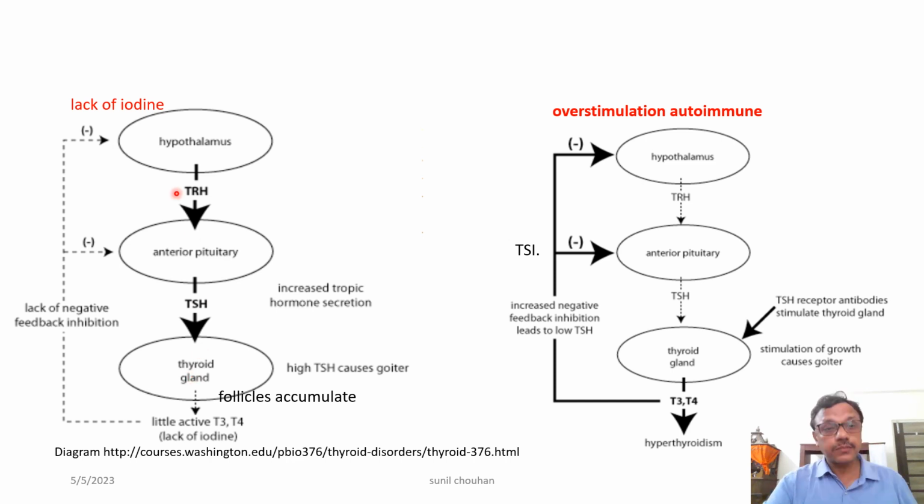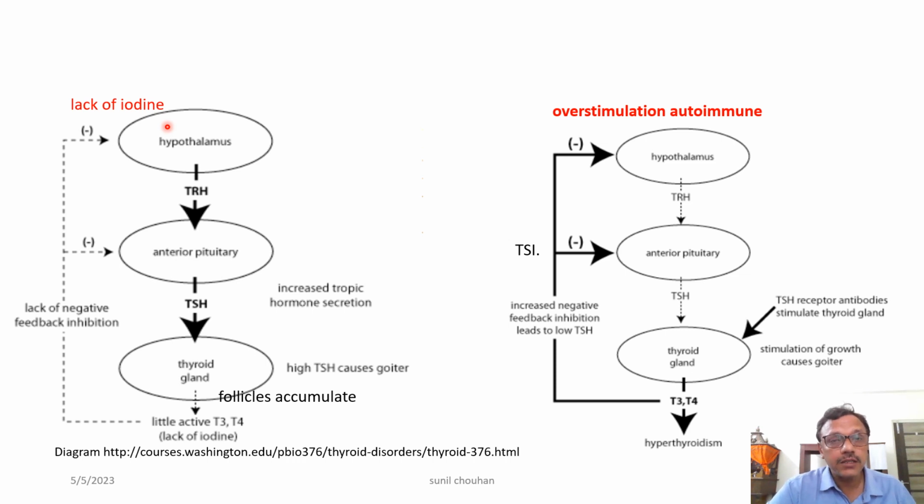Now what will happen if there is a lack of iodine in the diet, or if you are taking less iodine? We know that for the synthesis of T3 and T4, two raw materials are required. One is the iodine, and the second one is the thyroglobulin molecules within the follicular cell. So if there is a deficiency of iodine, what will happen? In the synthesis, what is happening?